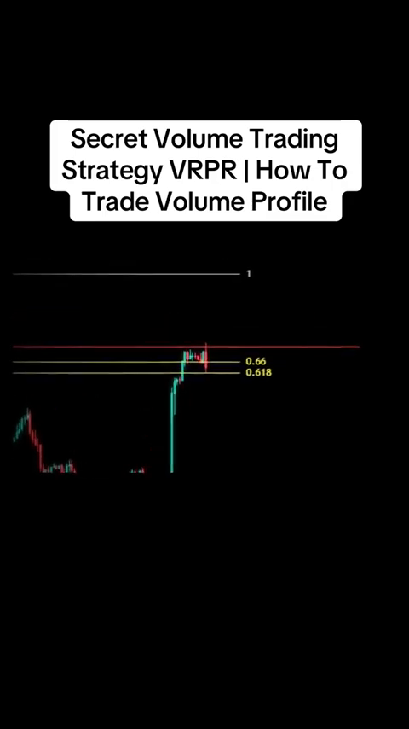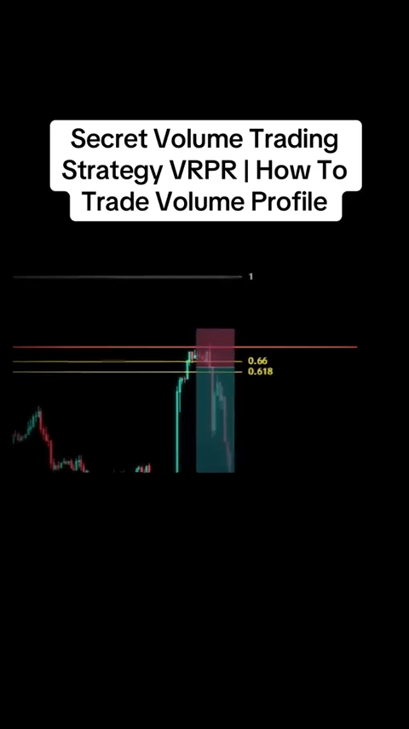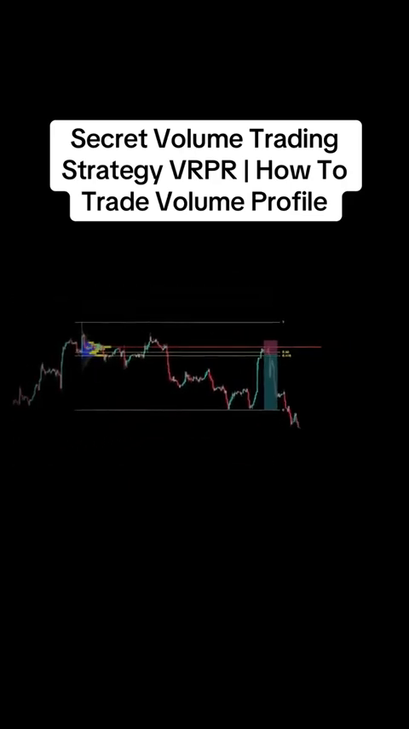Here we can see that instead of pushing up higher, price respected the level and created a bearish engulfing candlestick. This will be our entry trigger. We'll set our stop losses above the high and we'll look to target the levels lower. The volume profile tool may look complex at first, but with enough time, it can become your edge in trading.